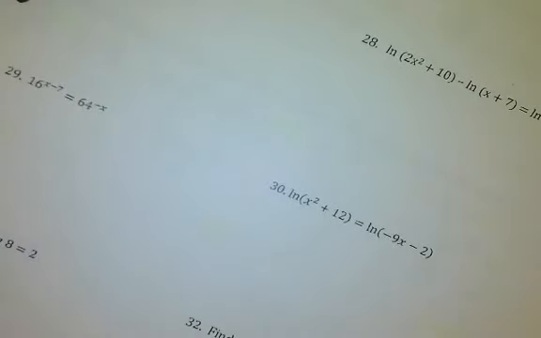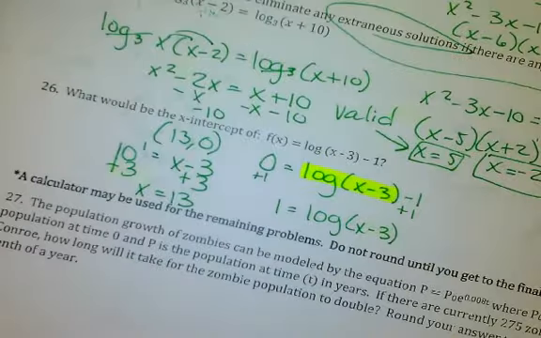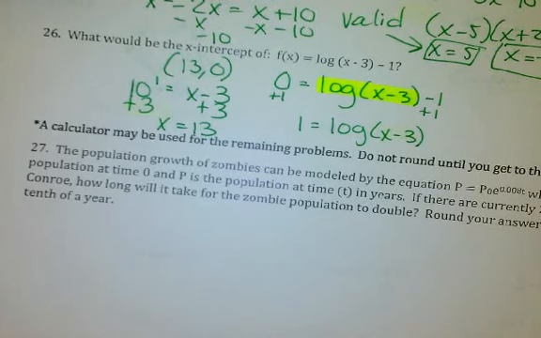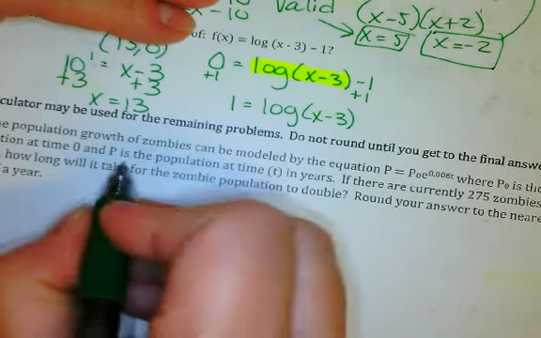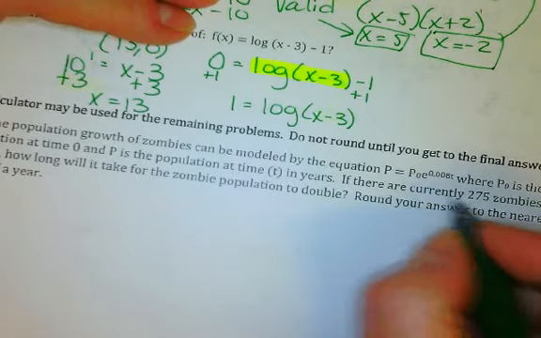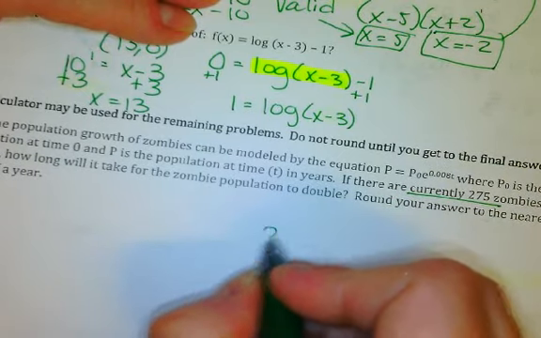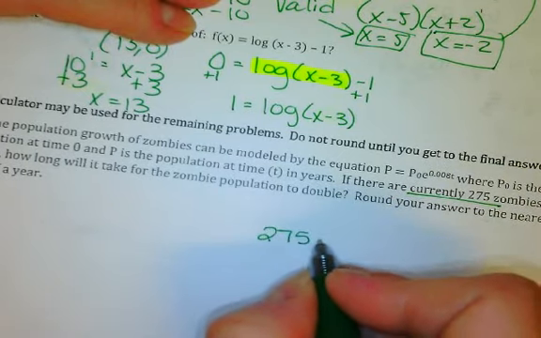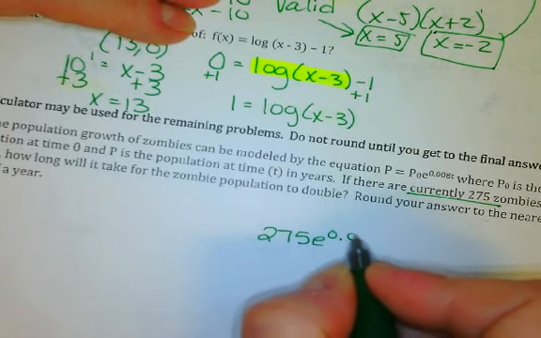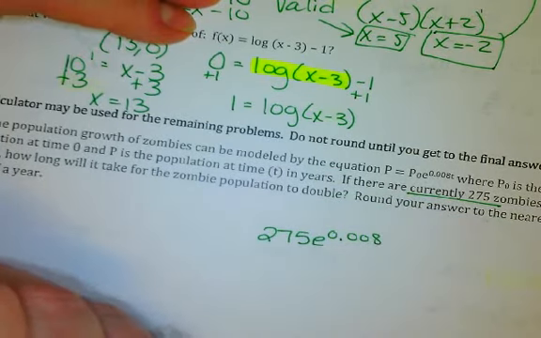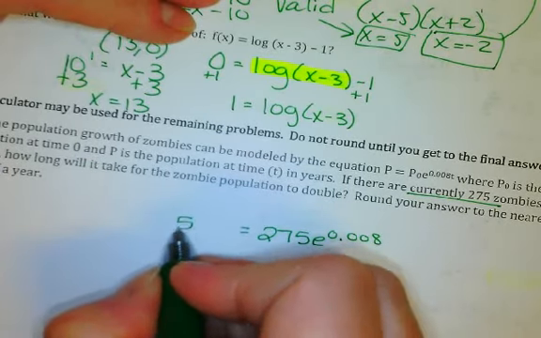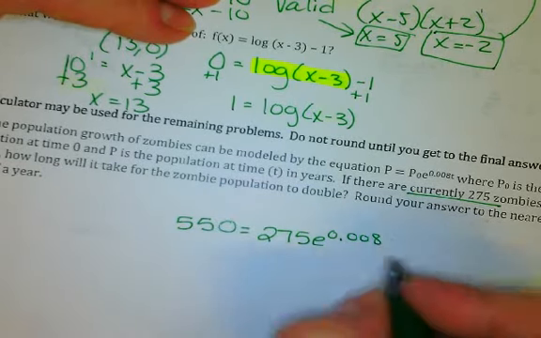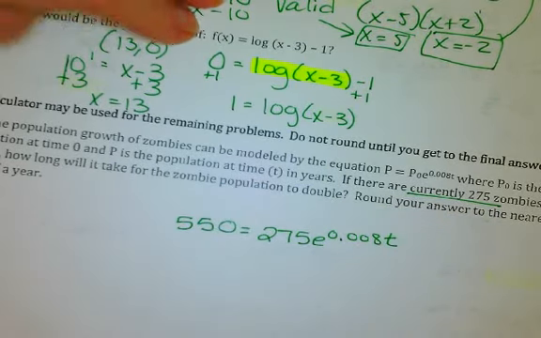All right, let's see. Okay, I'll do this one right here. You may use a calculator for these problems. The population growth of zombies can be modeled by this equation, where P sub 0 is the population at 0, and P is the population at time t. If there are currently 275 zombies, so that's my P sub 0, in Conroe, how long will it take for the zombie population to double? Well, if that doubles, that's 550, and so I just need to find out how much time.